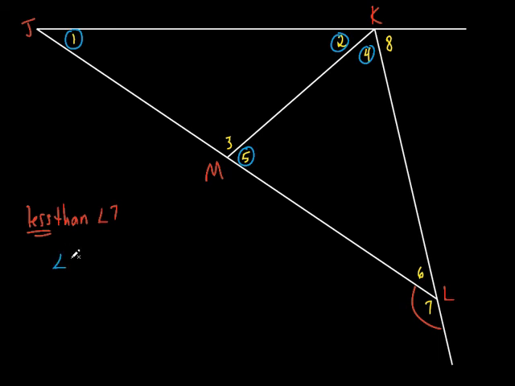So I would list them. I would say angle 1, angle 2, angle 4, and angle 5. Because of the exterior angle inequality theorem, all of those will be less than angle 7.